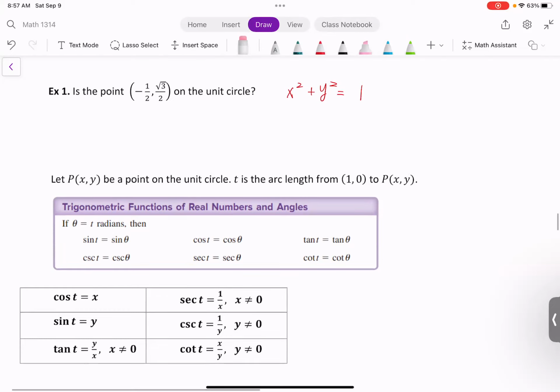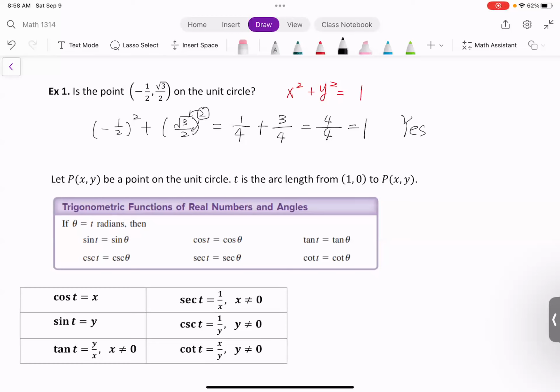Let's see. Is this point on the unit circle? The x squared, negative 1/2 squared, plus the y squared, square root of 3 over 2 squared. What is that? It's 1 over 4 plus, I need to square the top and bottom because inside is a fraction. Square the top, I got 3. Square the bottom, I got 4. Then add them up, I got 4 over 4. It is 1. That is r squared, 1 squared. Yes, this is a point on the unit circle.